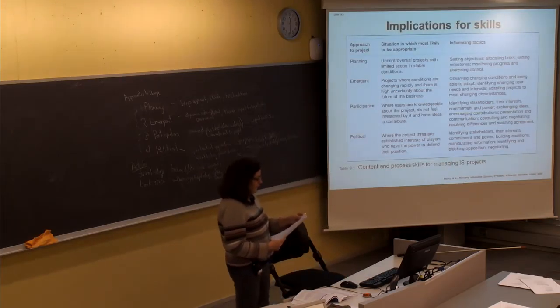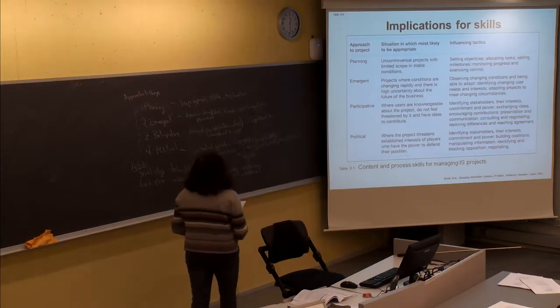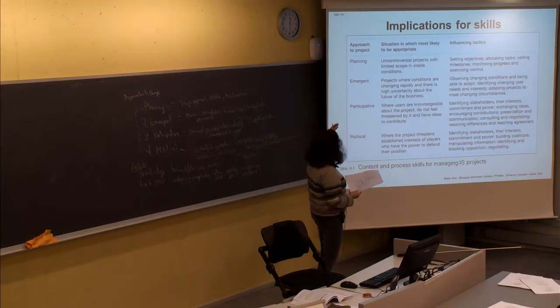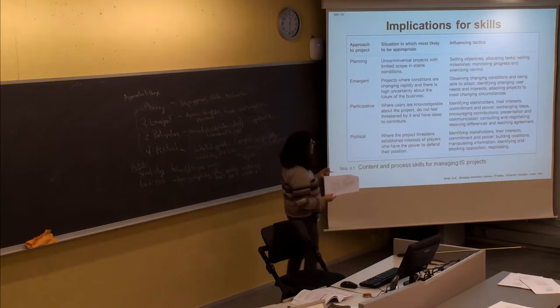And this table 9-1, which is on page 247, is a summary of these four objectives. They are planning and raising participative and grateful. If there's a situation which makes most likely to be appropriate, the planning will find any controversial projects with limited scope and stable conditions.